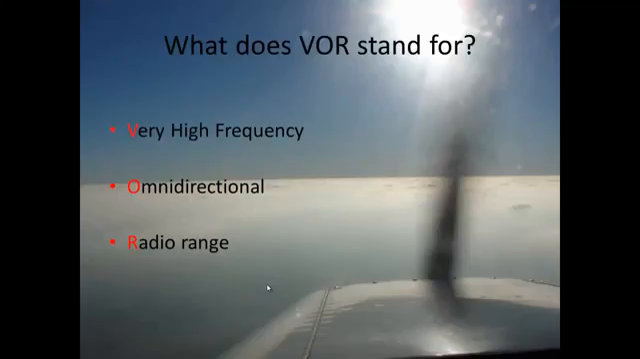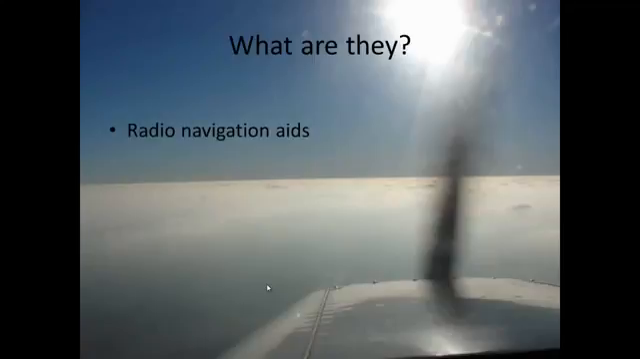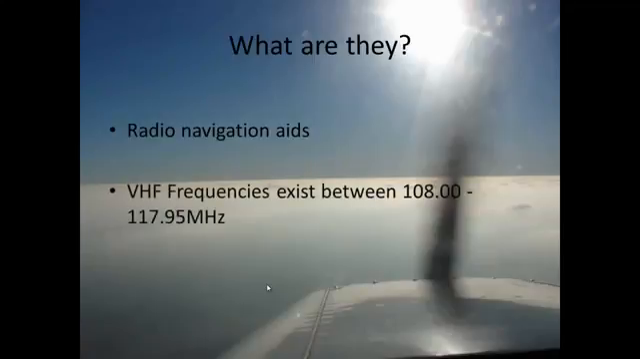So let's get on with it. VOR, like everything in aviation, VOR is an acronym, and it stands for Very High Frequency Omnidirectional Radio Range. They are radio navigation aids, and their frequencies exist between 108 and 117.905 MHz.